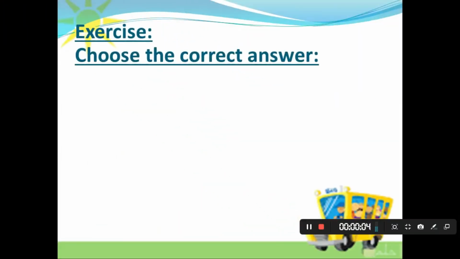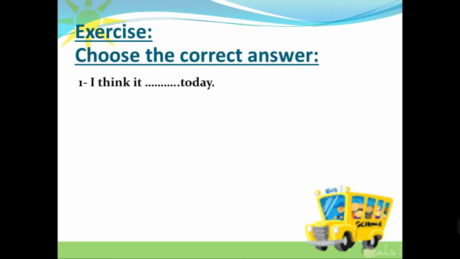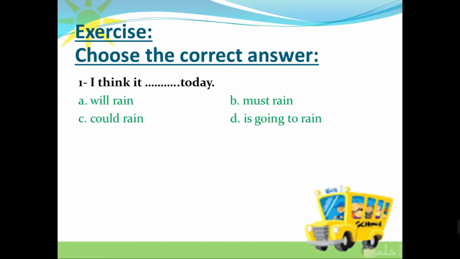And let's answer this exercise. Choose the correct answer. Number one, I think it today. Will rain, must rain, could rain, or is going to rain? Think with me. Excellent. The answer is the first one, will rain. Why? Because it is a prediction without evidence. He says it will rain but has no evidence.